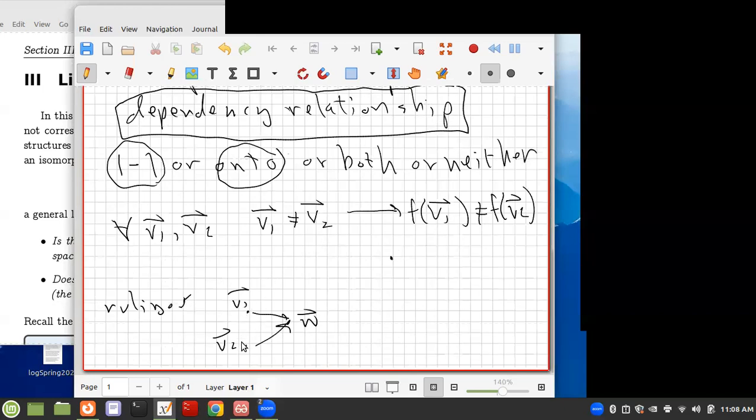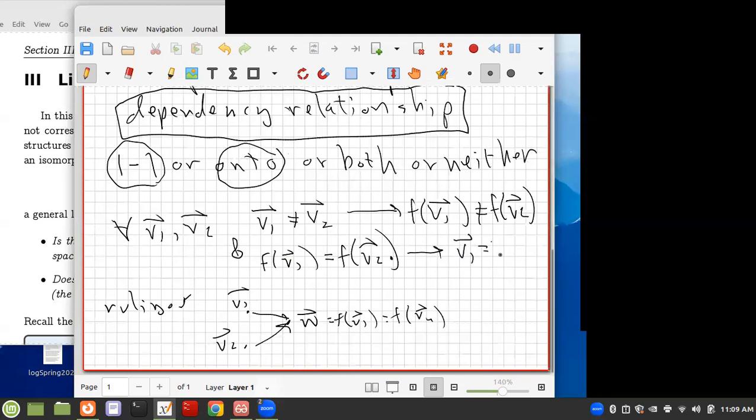So it says if v1 is not equal to v2, then f of v1 can't be equal to f of v2, because here, this w would equal f of v1 equals f of v2. So this condition rules out this situation. And we can turn it around: if f of v1 happens to equal f of v2, that's got to imply that v1 equals v2. Again, either one of these conditions rules out this.